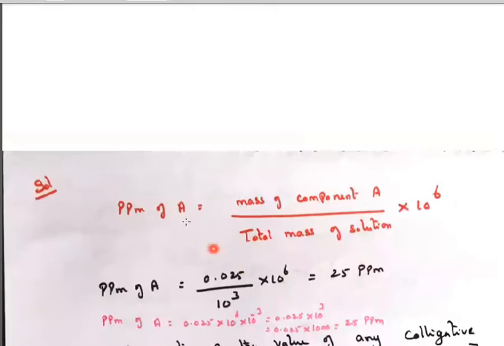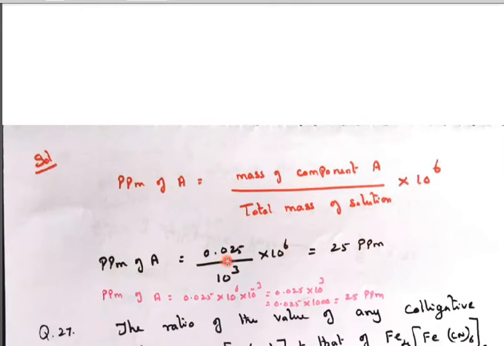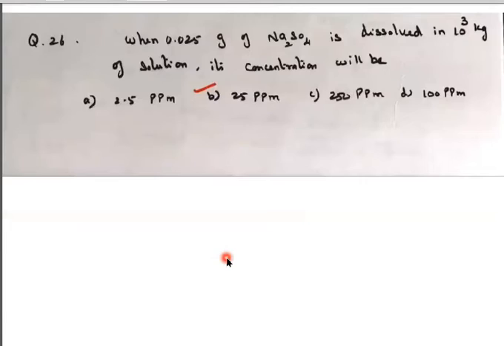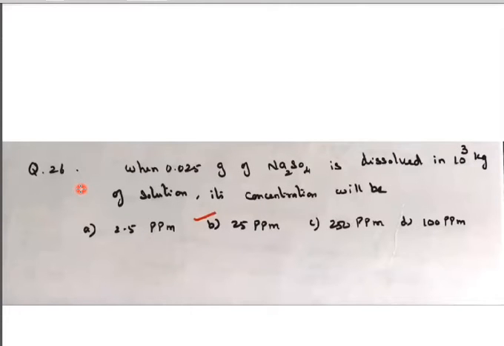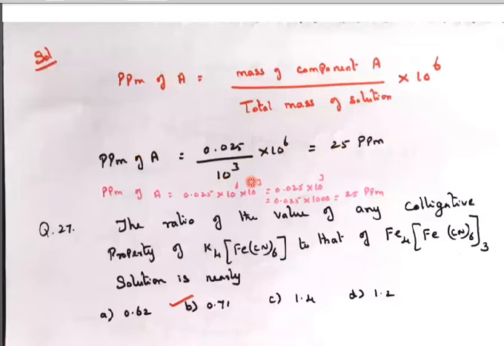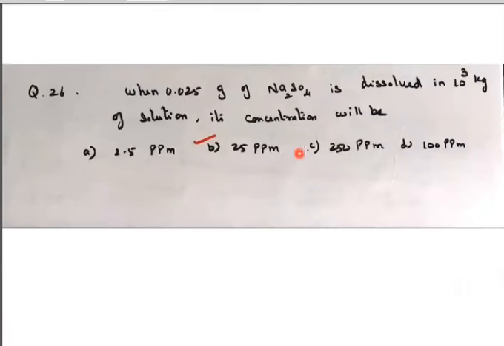So the formula is: parts per million of component A is equal to mass of component A divided by total mass of solution, into 10 to the power of 6. The mass of component A is 0.025 gram of sodium sulfate, and the total mass of solution is given as 10 to the power of 3 kg.